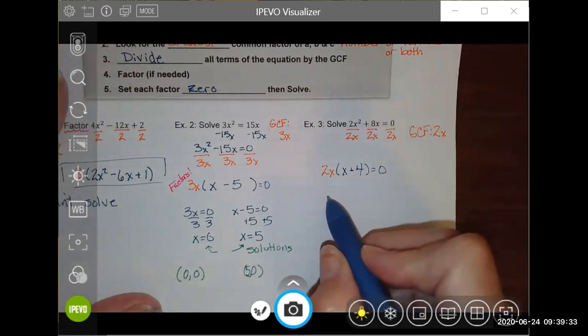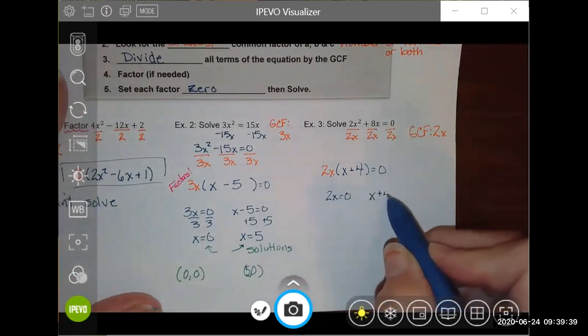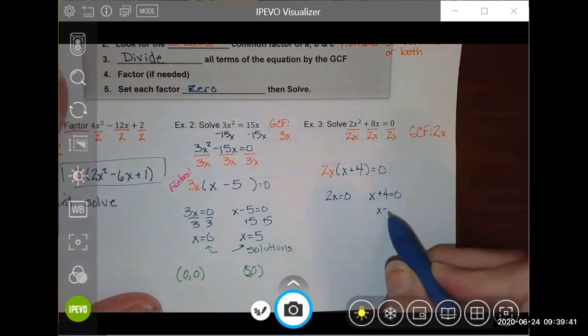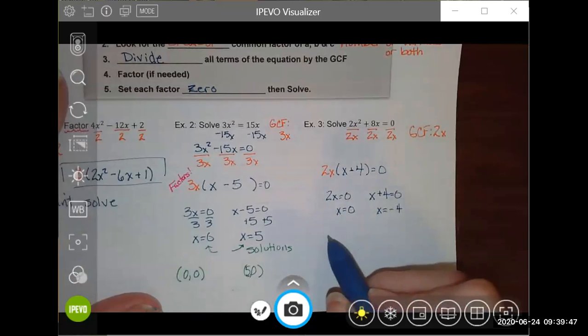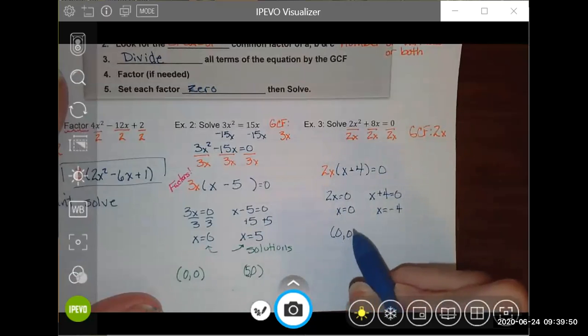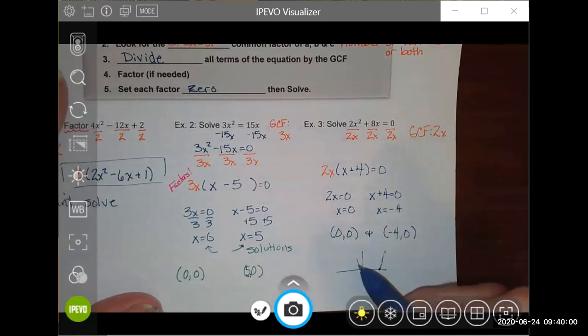Step number 5 suggests that I set each factor equal to 0 and create and solve my baby equations. If I were to write these as x-intercepts, again, I would have 0, 0, and I would have negative 4, 0. If I wanted to sketch what that looks like, that means my graph goes through 2 points that would look something like this. All right, that's enough of GCF. Let's see what other ways we have for factoring.